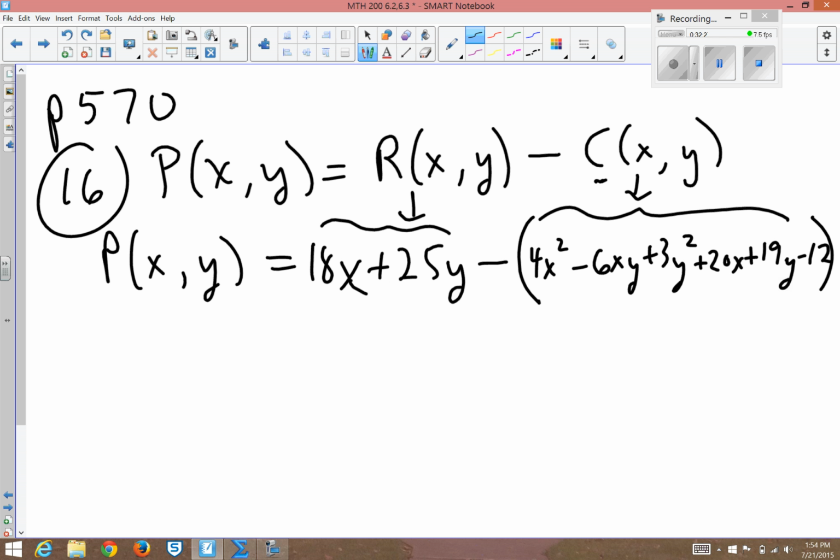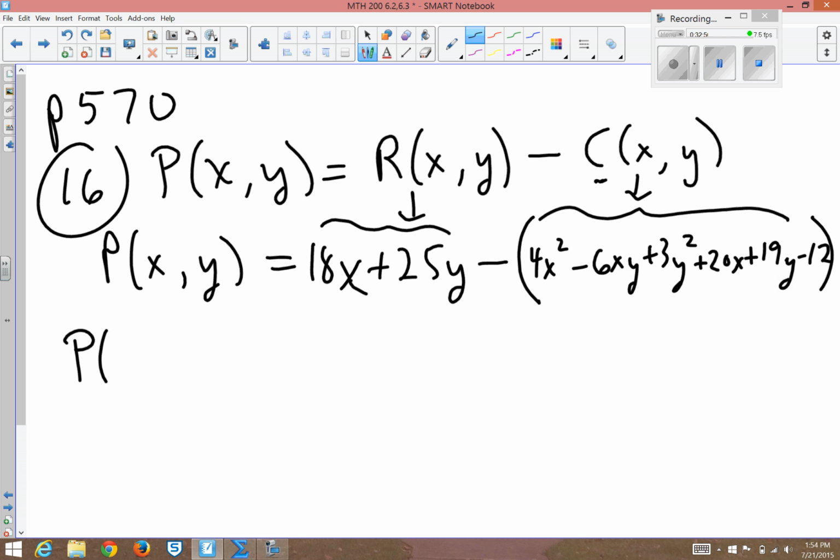The company determined that the cost in thousands of dollars for producing X thousand of the $18 shirts and Y thousand of the $25 shirts is this thing over here in the parentheses. The question is, how many of each type of shirt must be produced and sold in order to maximize profit?